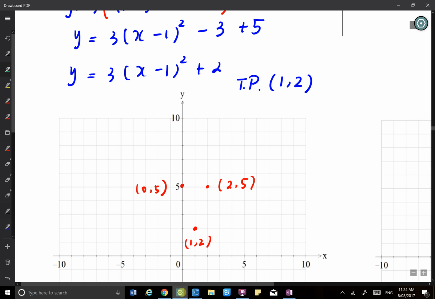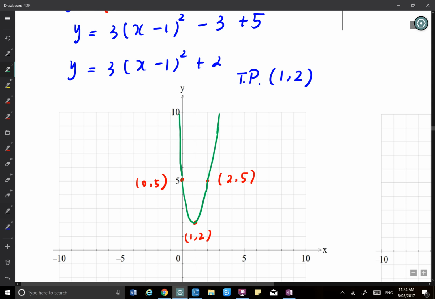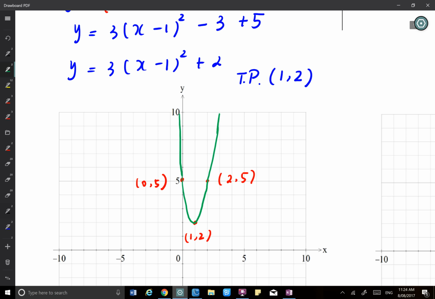So the shape of the graph will be that. A symmetrical graph. Well, there's no x-intercept. You can see there's no x-intercept after we sketch this shape. That's why the quadratic formula doesn't work. The quadratic formula can tell you whether there's an x-intercept or not. But if there's no x-intercept, I can't use this method.